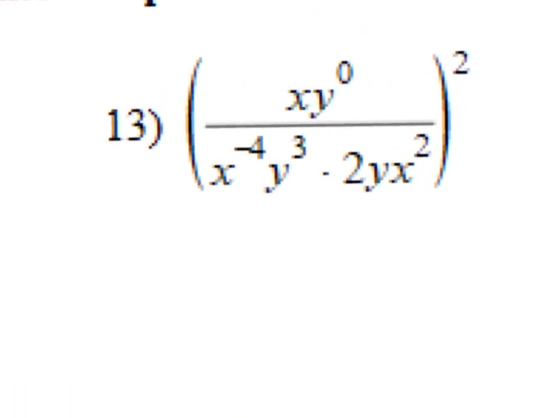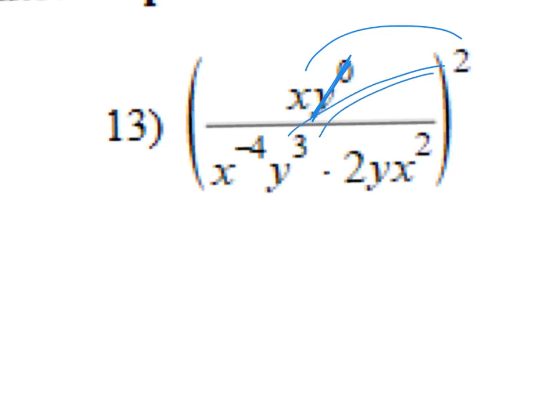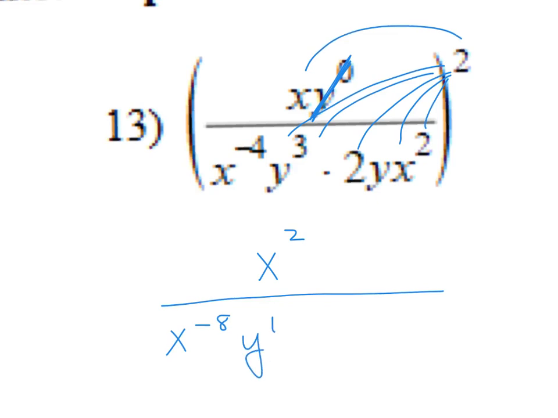Okay, so on this guy here, first off, I'm going to cross out this y to the 0. We don't need that. Now, there's a couple of ways to go about this. A lot of you guys will just drop this 2 into all these parts, and that's fabulous. So you'll get x squared, x to the -8, remember we're multiplying, y to the 6th times 2 squared, y squared, and x to the 4th.